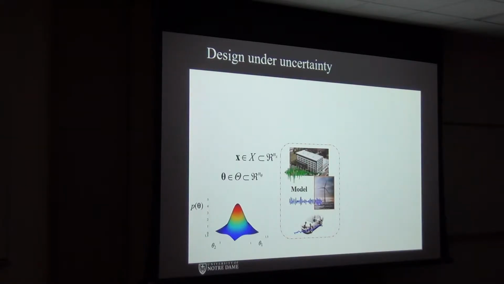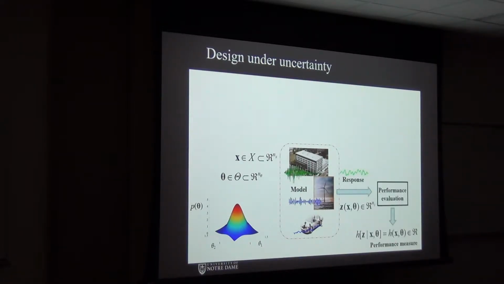I'm going to denote as x my design variables, the controllable things related to the system that I'm trying to design, and by theta, the model characteristics, the model parameters that are considered uncertain. Since they're uncertain, I'm going to assign a probability distribution to them. With my model, I can evaluate the response of the system, and then I have some performance evaluation function that gives me my performance measure h, which is ultimately a function of the response, or you can also write it as a function of x and theta.